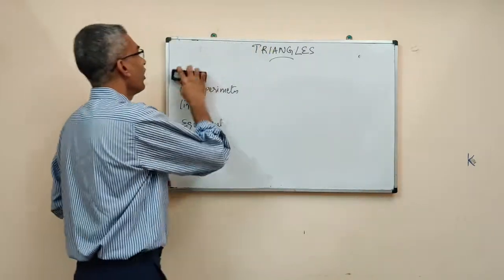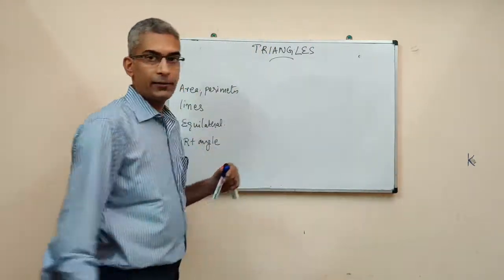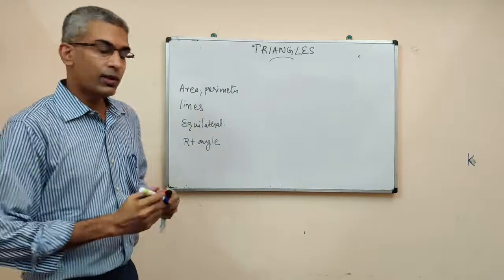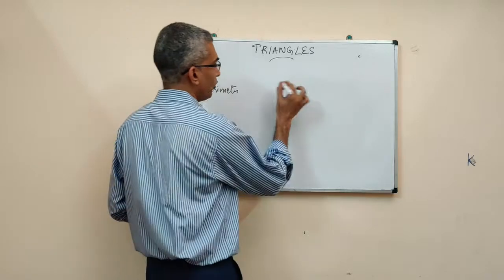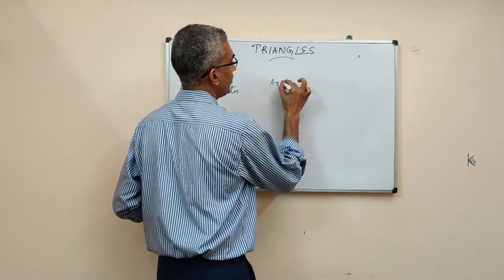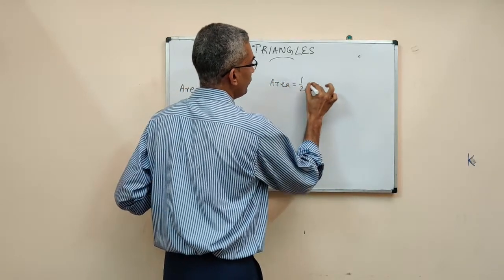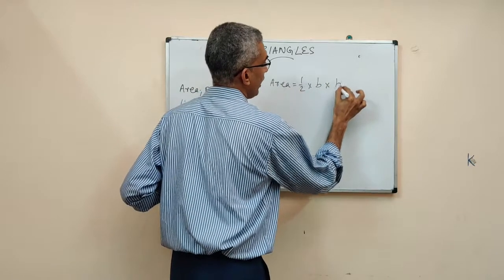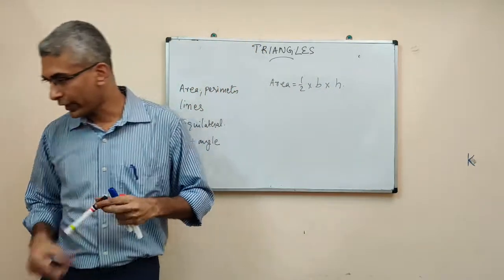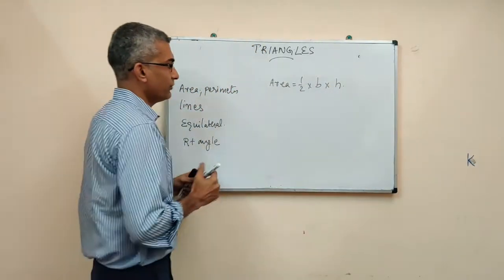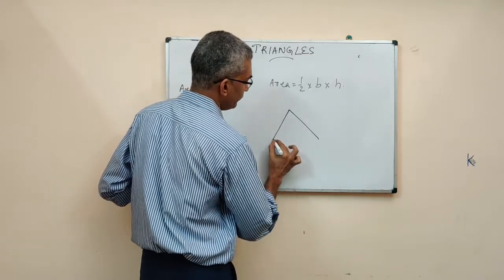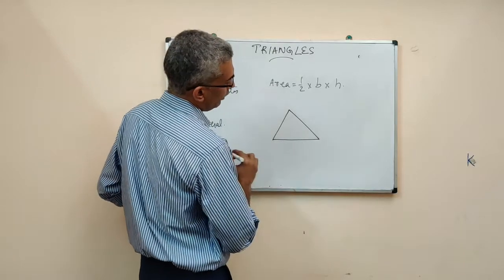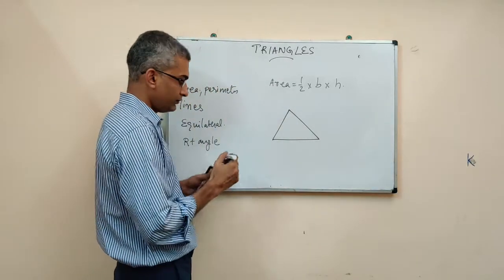Now let us see how you find the area of a triangle. The most common method that we use to find the area of a triangle is the formula area equals half into base into height. Let us draw a triangle and see how this comes. Let us say I have a triangle like this. I want to find the area of this triangle.